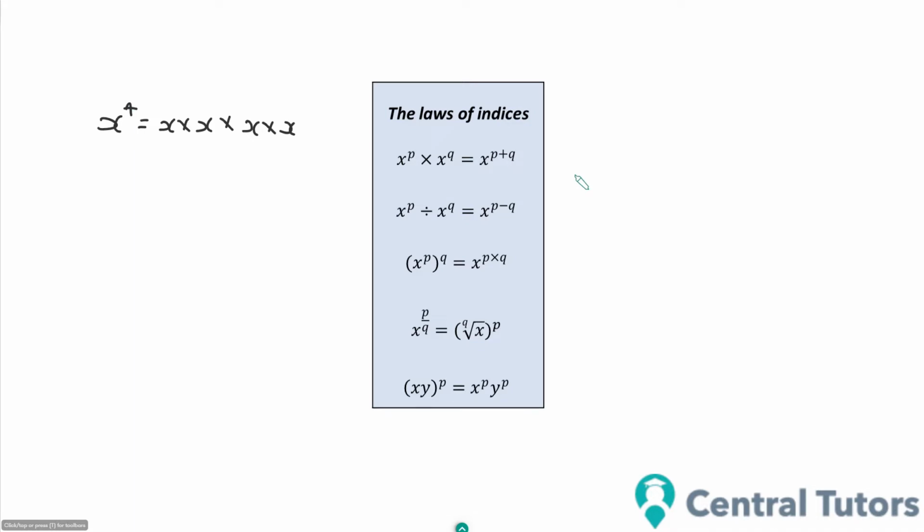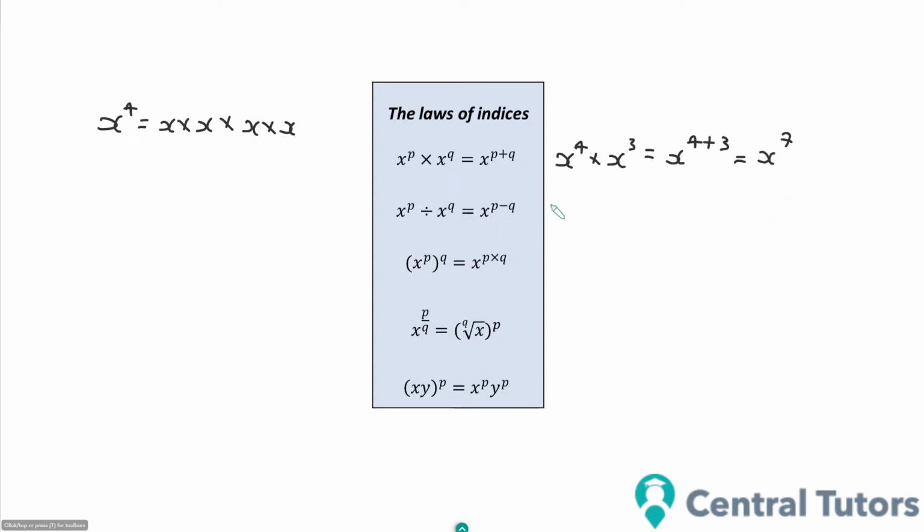So the first rule is telling us that when we multiply two of the same terms, we need to add the indices. So for example, x to the power of 4 multiplied by x to the power of 3 is going to be x to the power of 4 plus 3, which is x to the power of 7.